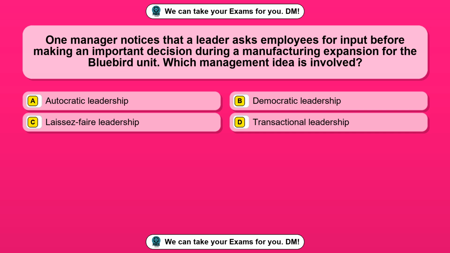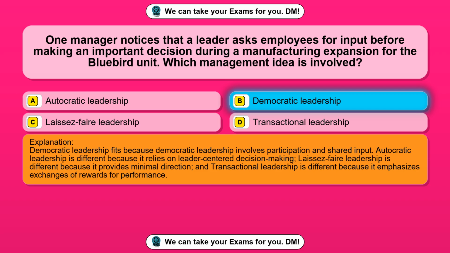Question 44. One manager notices that a leader asks employees for input before making an important decision during a manufacturing expansion for the Bluebird unit. Which management idea is involved? Option A, autocratic leadership. Option B, democratic leadership. Option C, laissez-faire leadership. Option D, transactional leadership. The correct answer is option B, democratic leadership.